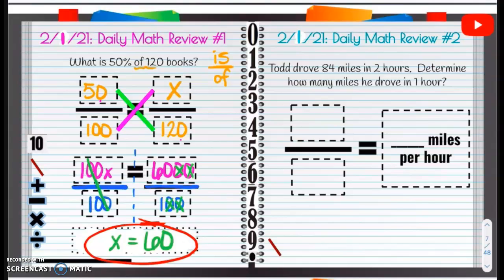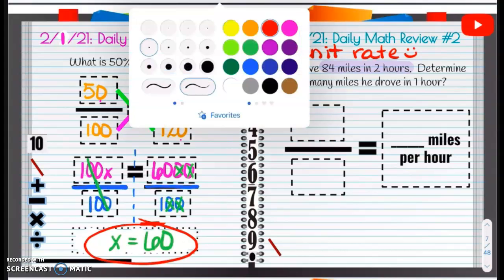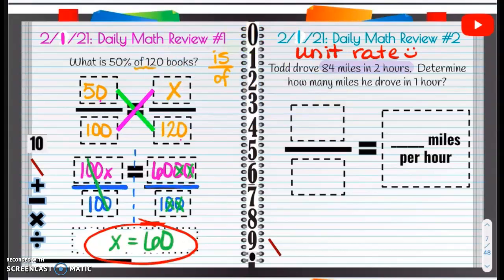All right, now we're going to take a look at DMR number 2. So Todd drove 84 miles in 2 hours. Determine how many miles he drove in 1 hour. So we are going to find the unit rate here. Unit rates. I'll put a smiley face. All right, so we are going to see that he drove 84 miles, so I'm going to put that 84 miles on the top. And that was in 2 hours.